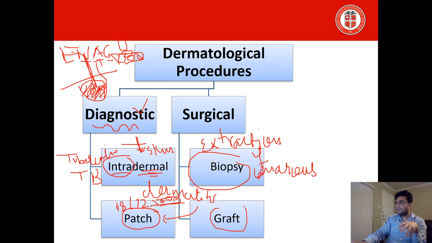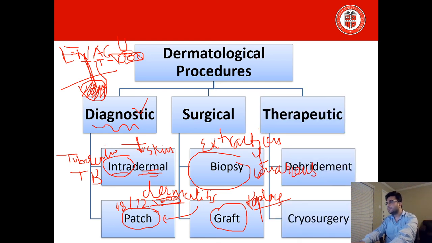Graft is something where you replace a patch of skin. It's extremely common in cases of burn injuries. So if the area is damaged because of the burn, and this is a localized area, you can get skin from some other part of the body and put it here so that this area can be recovered to normal. A couple of therapeutic procedures, the debridement and the cryosurgery, and we have talked about cryotherapy in our previous slide.